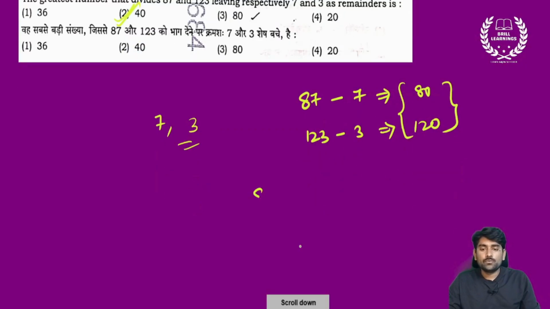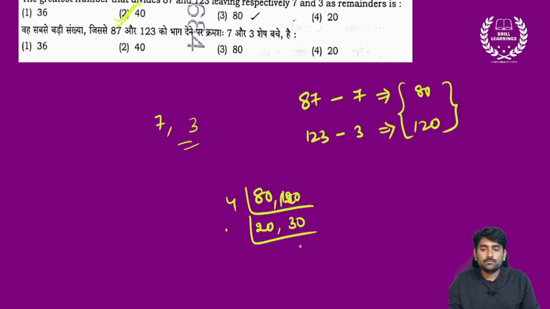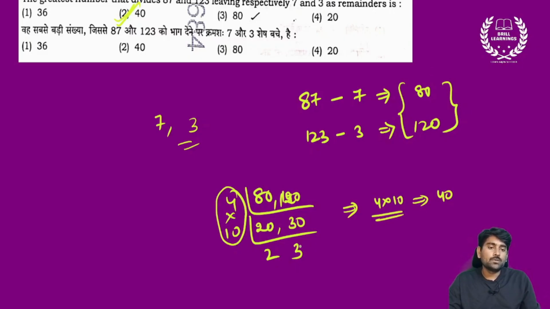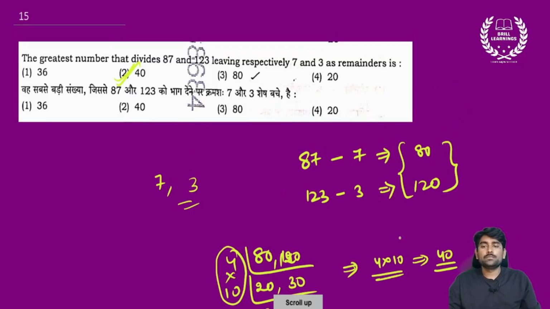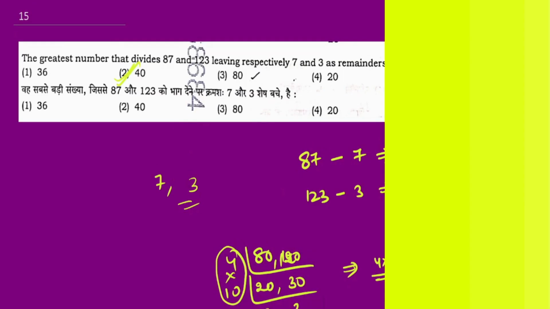Okay. So for the highest common factor, 80 and 120. Find the highest common factor. 4 twos are 8, 4 threes are 12. Again, 10 twos, 10 threes. So these are the common factors here. So 4 into 10, highest common factor is 40 here. So 40 is the right answer. Let's move on to the next question.